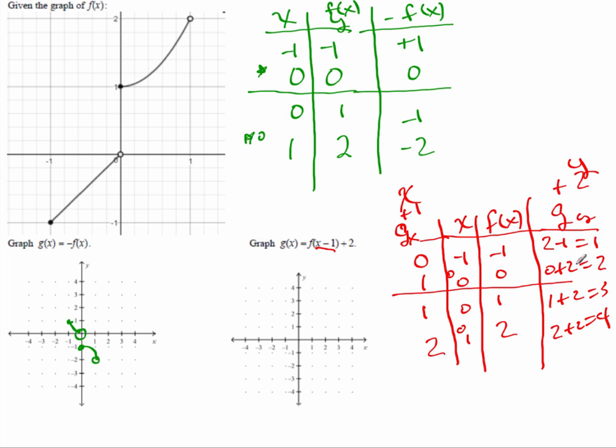So I'm going to graph 0, 1. And that's solid. 1, 2 is open, and that's a straight line. And then I'm going to graph 1, 3, and that's going to be closed. And then 2, 4. And that should be open, so that should have the same shape.